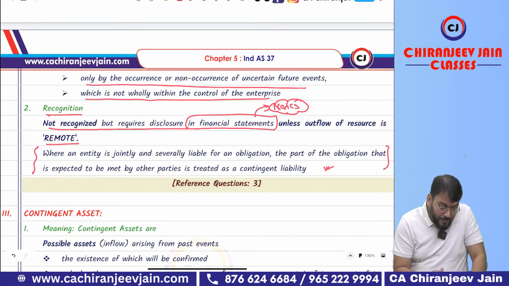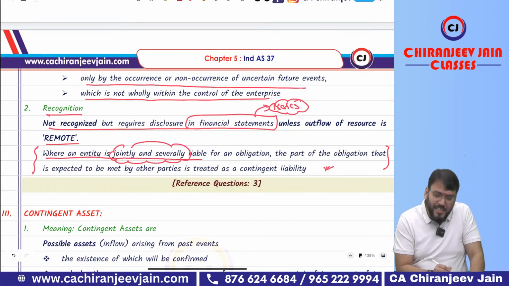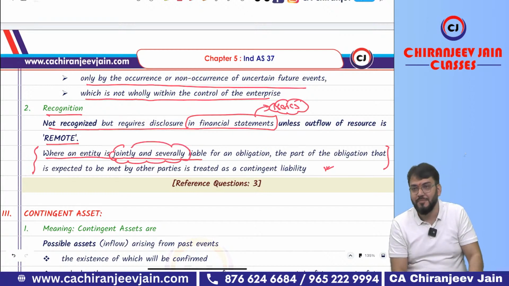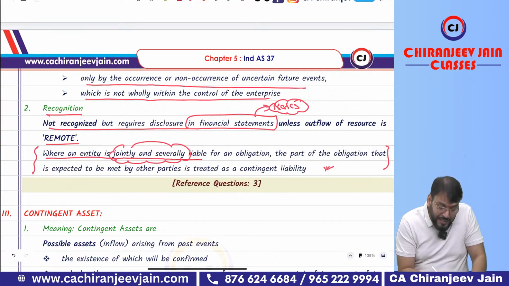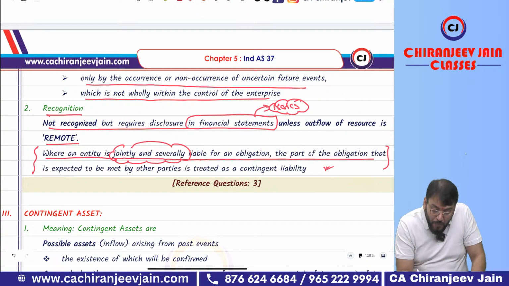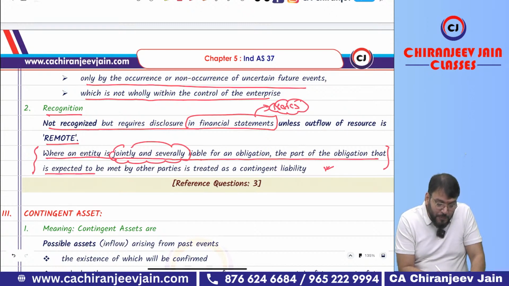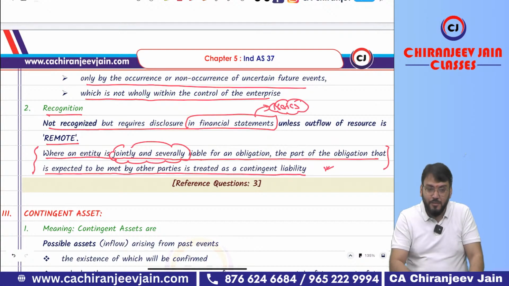Okay. So what they are saying, where an entity is jointly and severally liable, where you have done this type of point, I think in partnership firm. Any partners are jointly and severally liable in a partnership firm, correct? So when an entity is jointly and severally liable for an obligation, the part of the obligation that is expected to be made by other party is treated as what? Contingent liability.